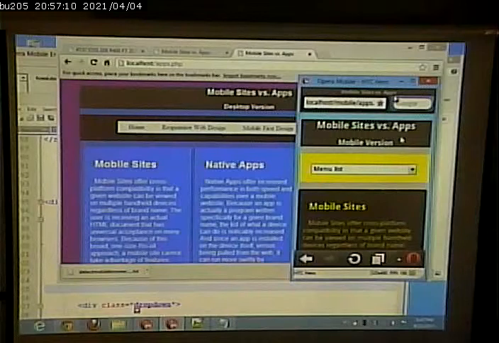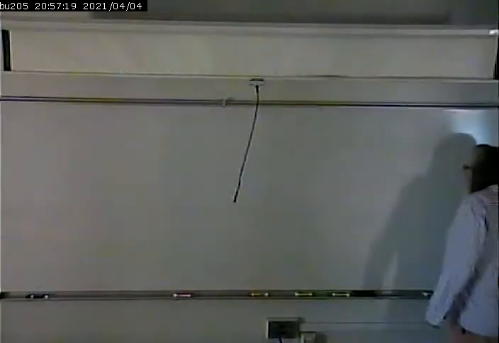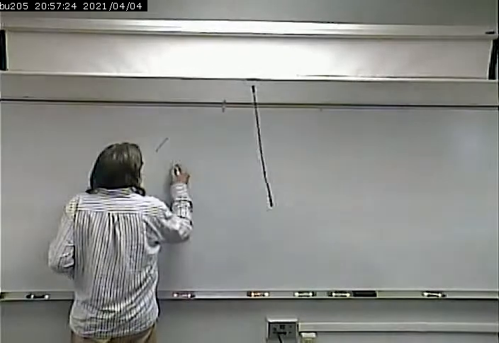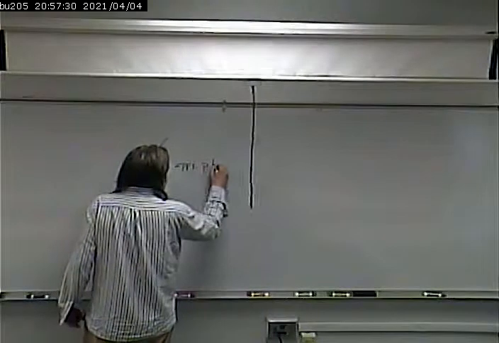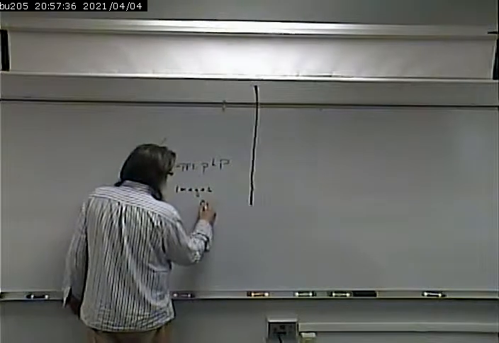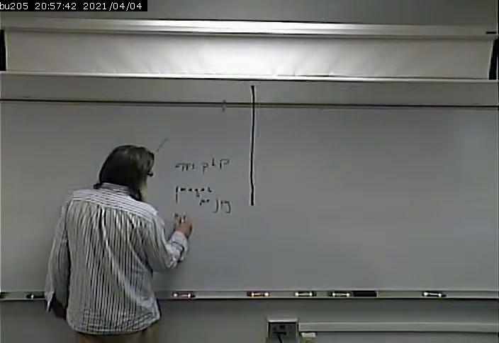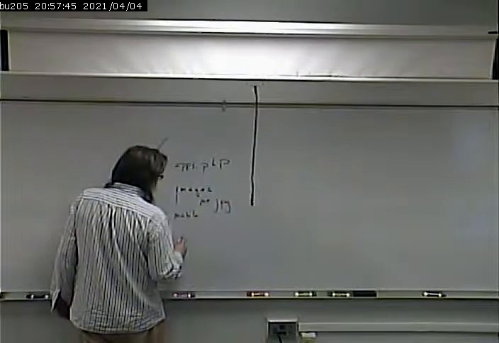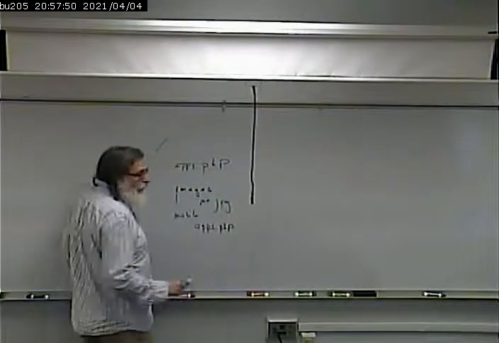So, let's put a hypothetical structure up here. If I have this, this is my web server's root. And I have a file called apps.php here. And I have a folder called images, and I have an image there. I have another folder that's on the same level as images called mobile, and I have a page called apps.php in there. Okay?